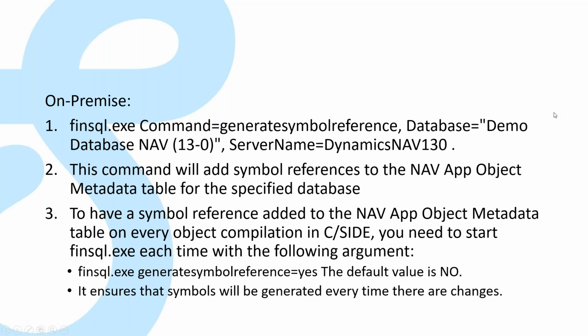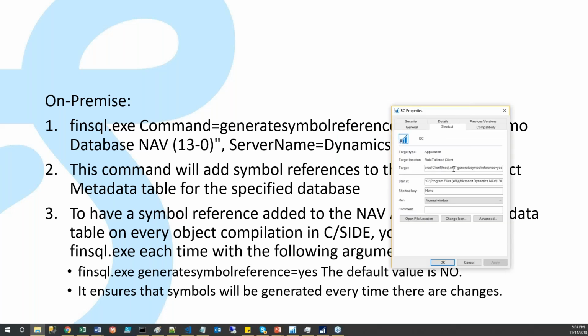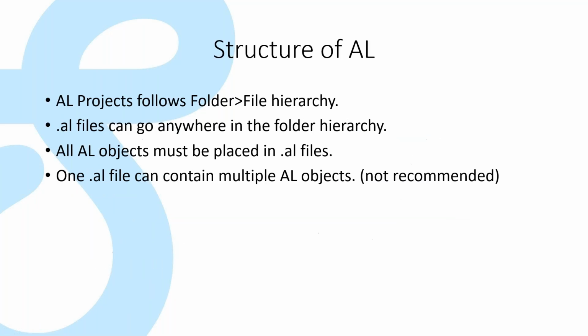So for example, if I go to my Business Central shortcuts and open the properties, I can see that in the shortcut tab, I have a flag called generate symbol reference, and it's set to yes. So once we know what symbols are, we may start reviewing AL code.